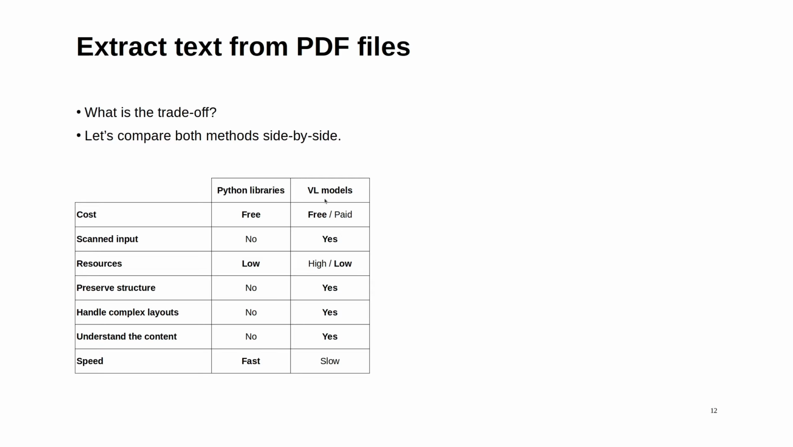VL models have a clear advantage because they preserve the structure of the document, they handle complex layouts, and understand the content of each page. However, models are slower than traditional libraries. Overall, VL models perform better, but it depends on your use case. If you are working with simple documents, use Python libraries. If you have thousands of documents with different layouts or need to extract specific information, go with VL models.